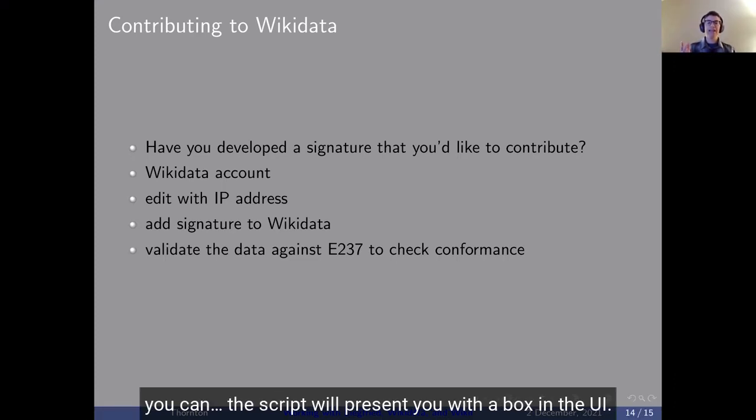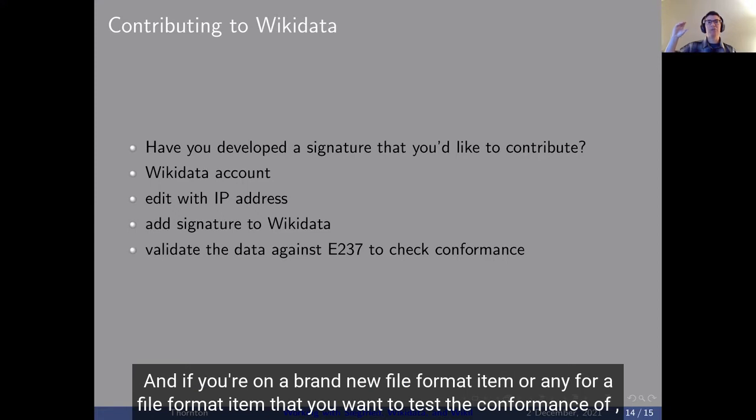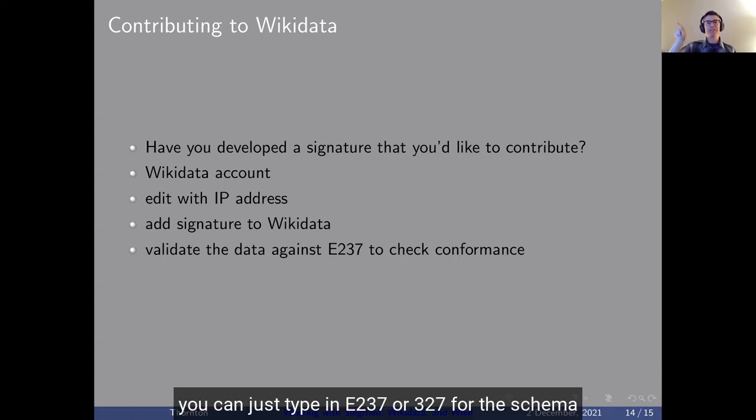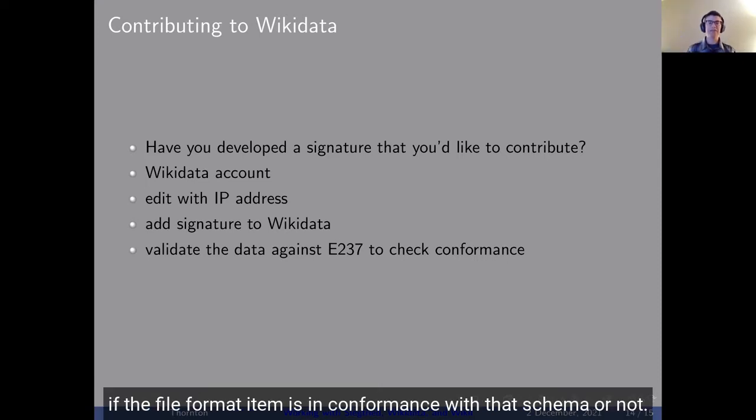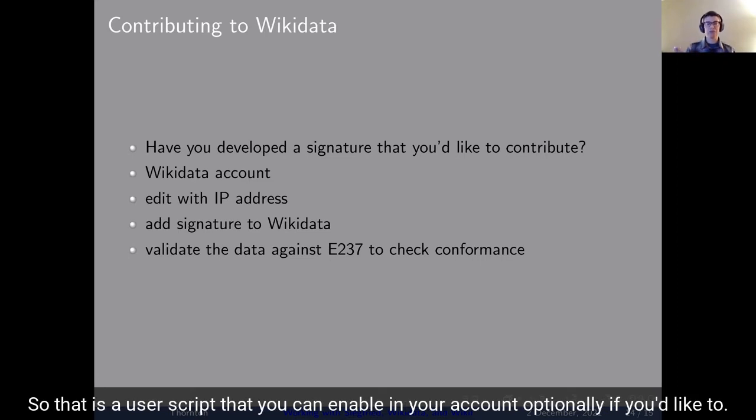The script will present you with a box in the UI. And if you're on a brand new file format item or any file format item that you want to test the conformance of, you can just type in E237 for the schema. And then it will tell you right there in the UI if the file format item is in conformance with that schema or not. So that is a user script that you can enable in your account optionally if you'd like to.